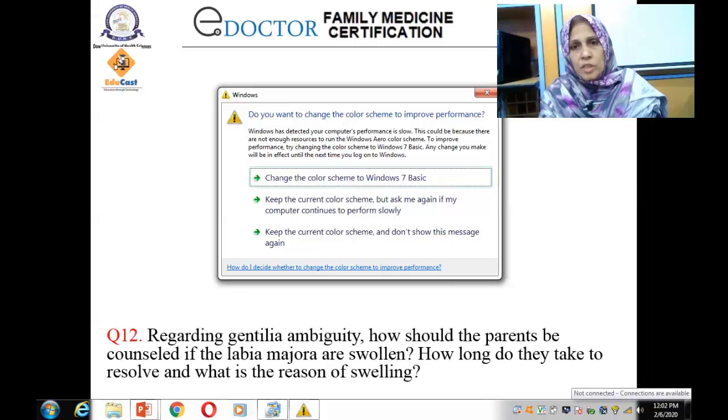of the genital ambiguity, and the treatment can be instituted, and we can do a karyotype or do the relevant investigations. And naturally, it's a gradual process in which the parents have to be told what would be the long-term outcome, and that can only be done once we have done the investigations.